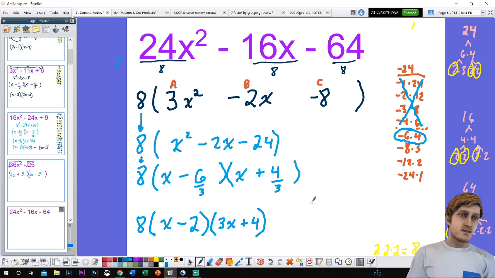Again, if I wanted to check my answer, I could go ahead, multiply these two together by what most people know as FOIL. Our group knows it as the box. And then multiply that all by 8.